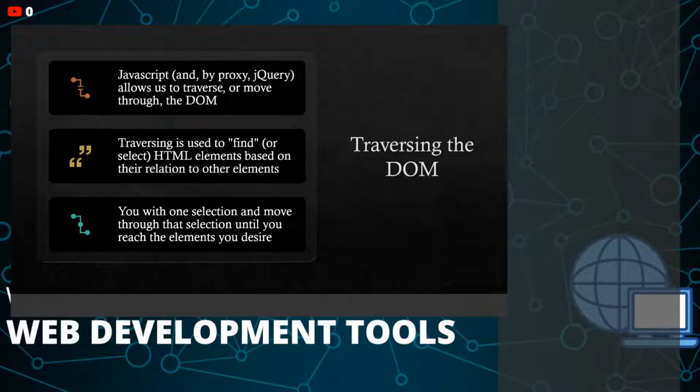Or we can use things like our selector classes and IDs that we've talked about in previous classes, right? IDs and element selectors and class selectors and all these sorts of things. So they all give us different abilities to work with the DOM, work with different HTML elements, and figure things out. So you can make one selection and then move through that selection until you reach the elements that you desire.